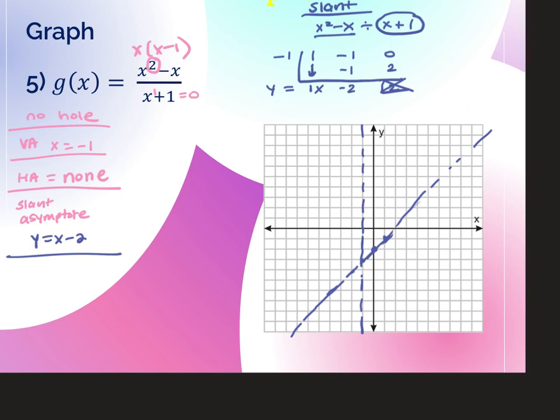How did you graph the slant asymptote again? It's a line, so y equals x minus 2. Start at your b, which is -2, and then your slope is 1, up 1 over 1. Would that be dashed as well? Yep, asymptotes are always dashed.